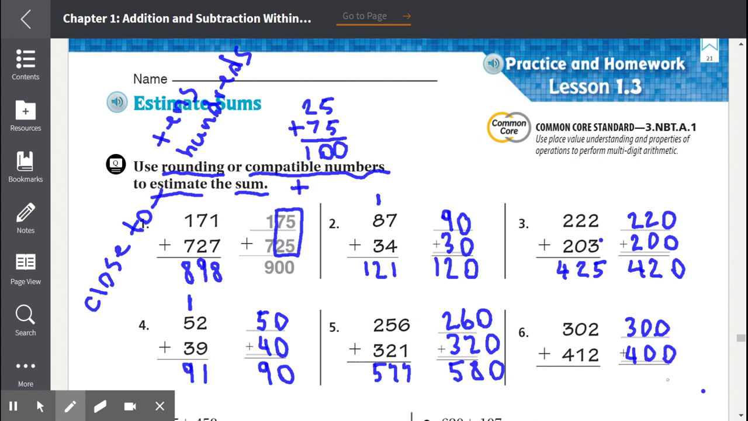Now we add these together. 0 plus 0 equals 0. 0 plus 0 equals 0. 3 plus 4 equals 7. So our estimate is 700.